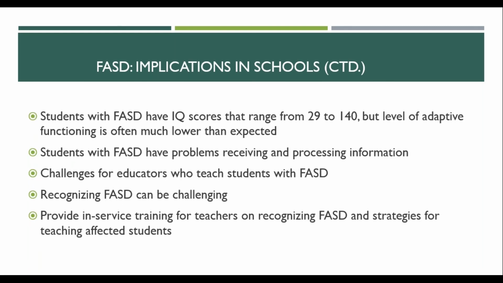And then some of the implications for school. Some students have really lower IQ, right? They're the ones on the lower end of the spectrum. And then we have some who are in the superior range. But then what did we talk about today? They all have lower adaptive functioning. So they all struggle day to day, regardless of their IQ. And we also talked about problems with processing information, right? And comprehension. So all of them will struggle at school, regardless. So this poses a challenge for educators who teach our students with FASD.